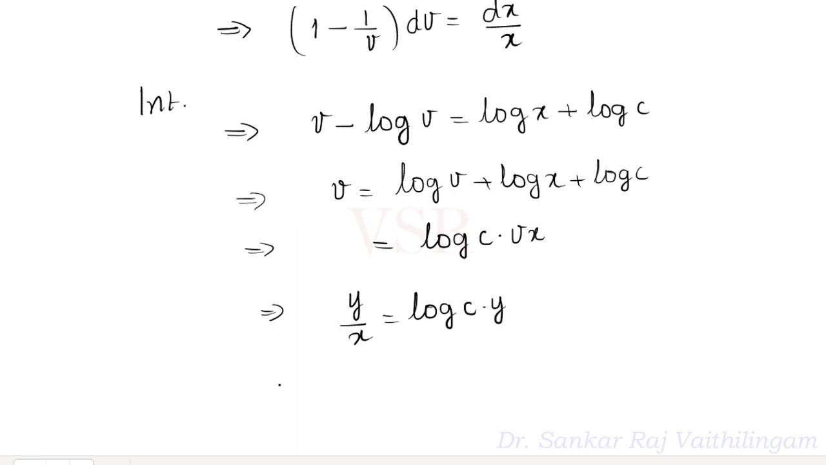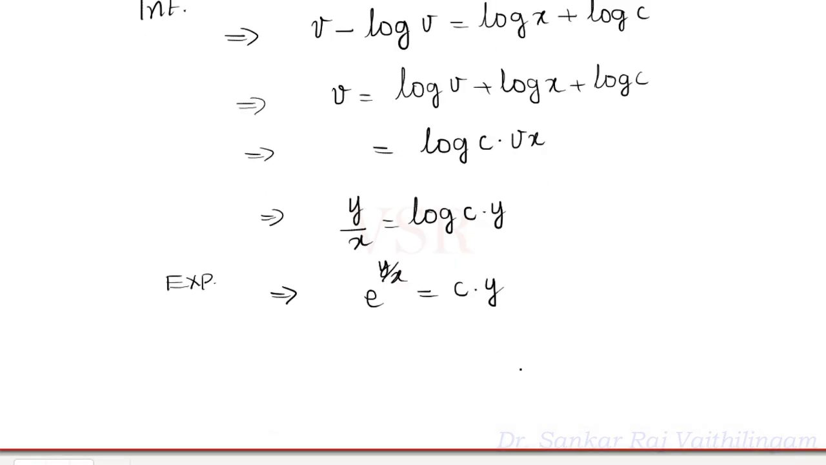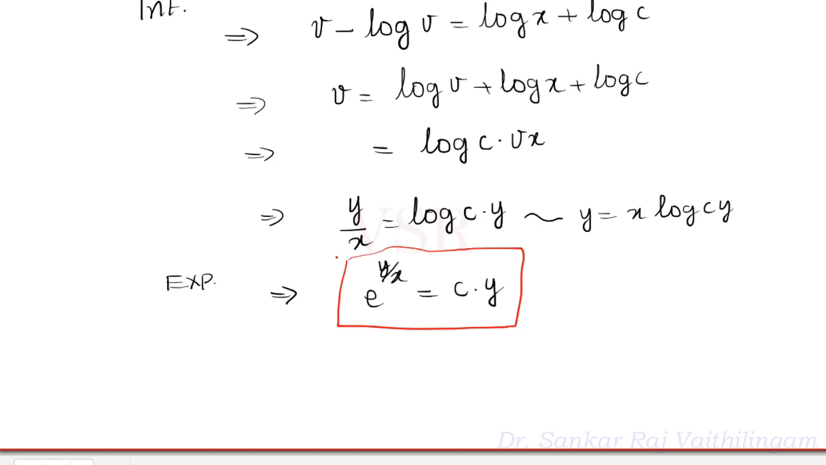இவ ரெண்டு பக்கமும் எக்ஸ்போனன்ஷியல் எடுத்துலாமா? எக்ஸ்போனன்ஷியல் எடுத்தோம்னா என்ன கிடைக்கும், e to the power y by x, which is equal to c times x. So we are having this is my solution. இல்லனா இப்படி கூட நீங்க எழுதிக்கலாம், so this is y, which is equal to x into log cx. ரெண்டும் ஒண்ணுதான். So we are having this is my solution. So this is the end of my 8th problem, so now we'll go to the 9th problem.